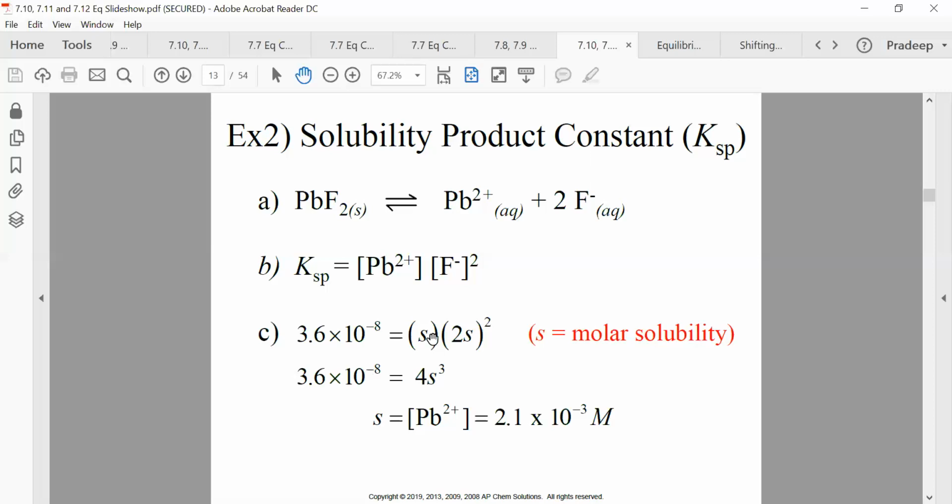So these two values, S and 2S, give you the concentration of these ions that are soluble in this solution. The fluoride ions will be twice S, using 2 times S and squared. So that will be the amount of fluoride ions that can go into the solution, whereas the amount of lead ions that can go into the solution will be S. This is called molar solubility. This is how we find the molar solubility, okay?